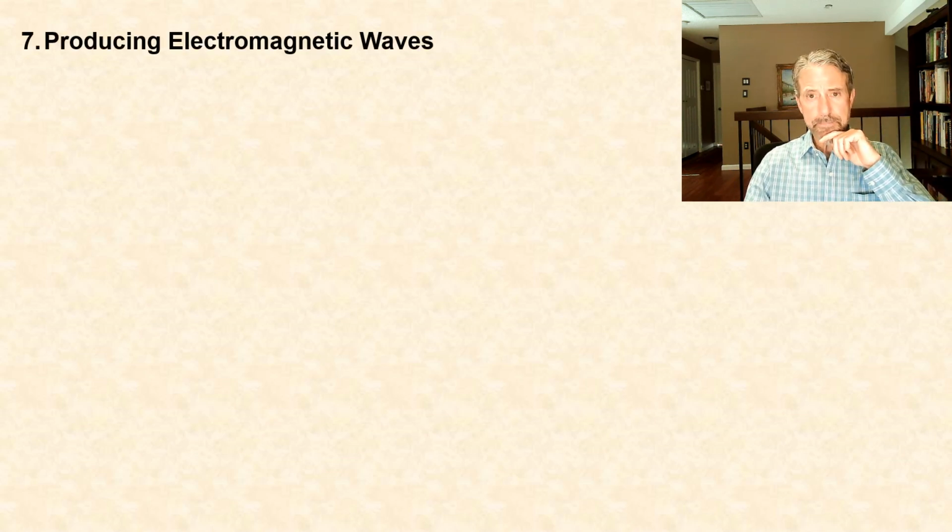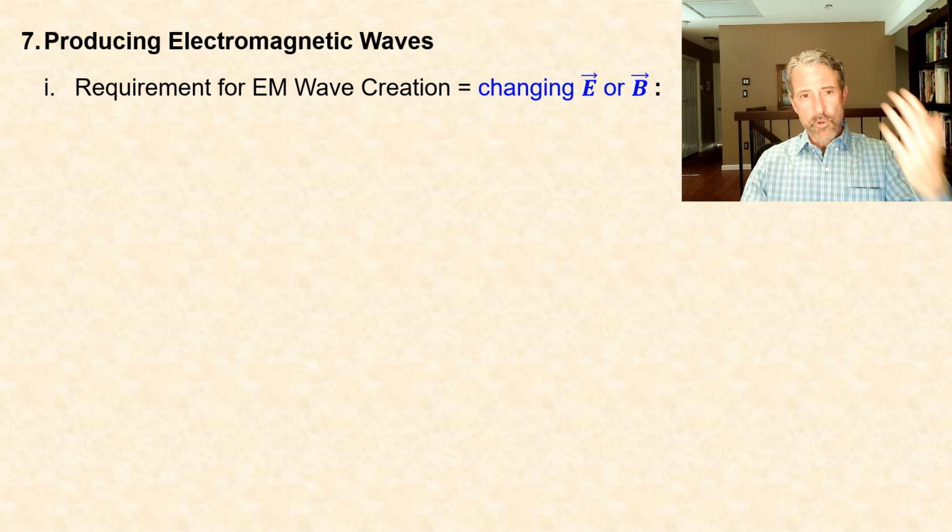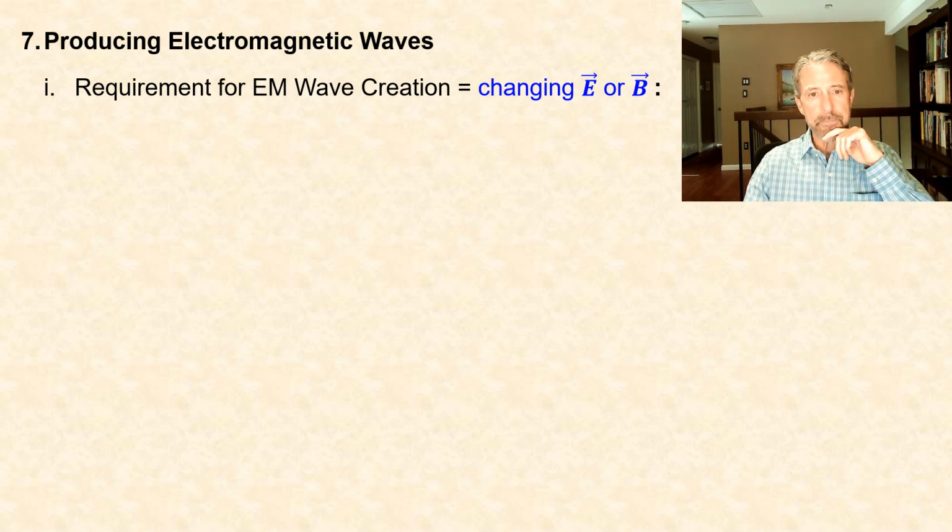Thus far, we've spent a lot of time discussing properties of electromagnetic waves, but we have not asked or answered the question, how do electromagnetic waves get created in the first place? So in this slide, let's explore this fundamental question. The requirement for electromagnetic wave creation: it all starts by having either a changing electric or changing magnetic field.